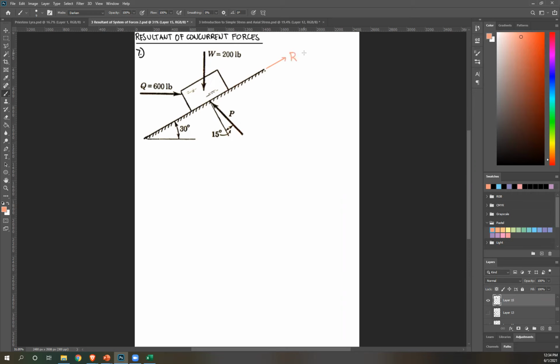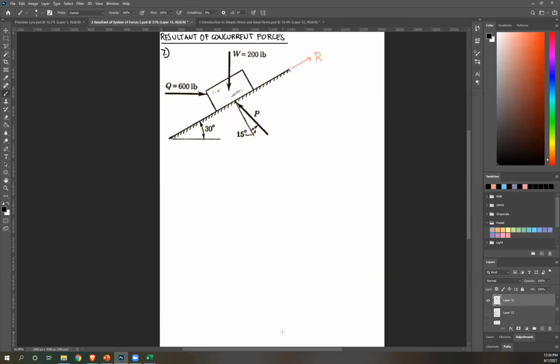To make things clearer, let's try drawing a free body diagram of this. So drawing the free body diagram. Okay, this is your point. We have a downward force W. We have Q to the right. And then we have P. And then this is your P. Q is 600. And then we know that R is somewhere here.